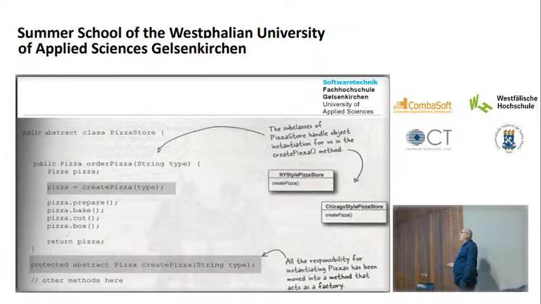So let's look at the whole structure. We have this abstract class pizza store with the order pizza method and the create pizza method. It's an abstract method, and so we call it the factory method, and we move the creation into this factory method. That is giving this design pattern its name. It's the factory method design pattern.